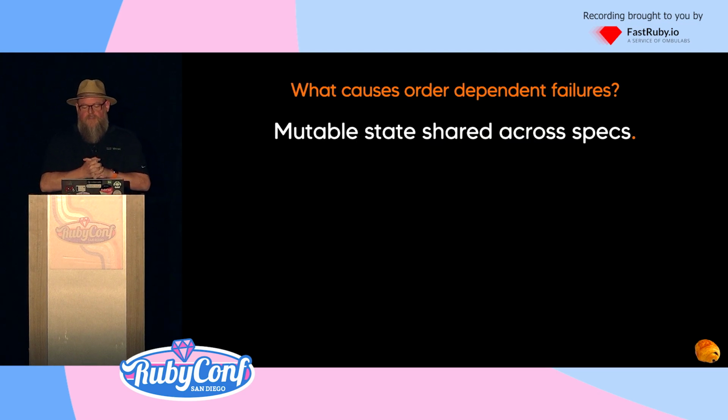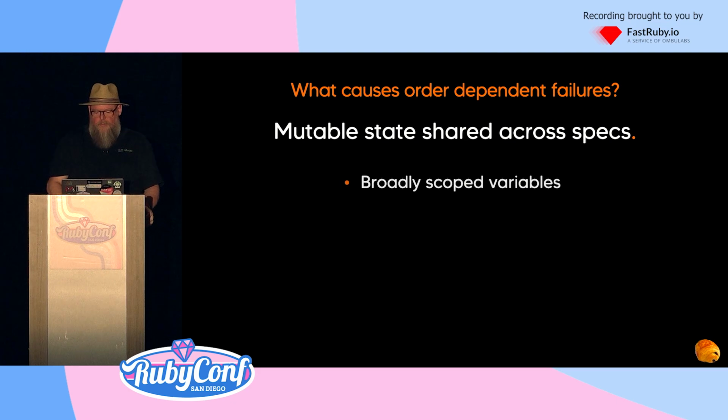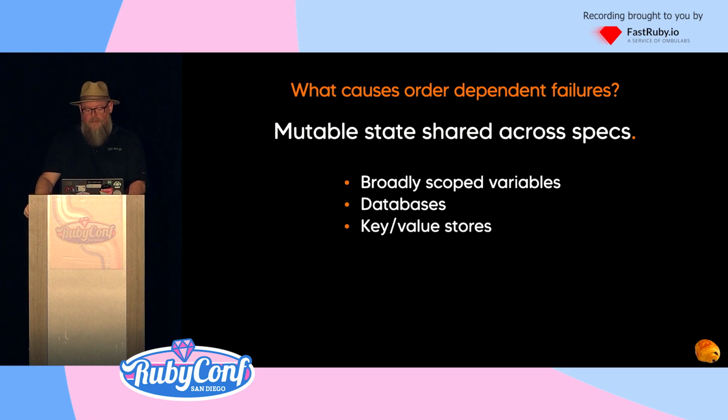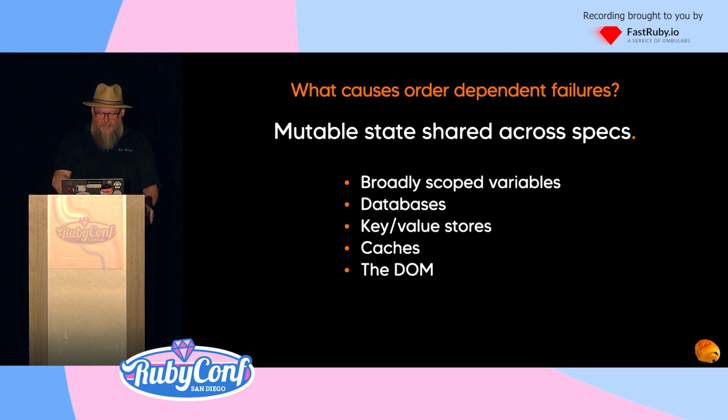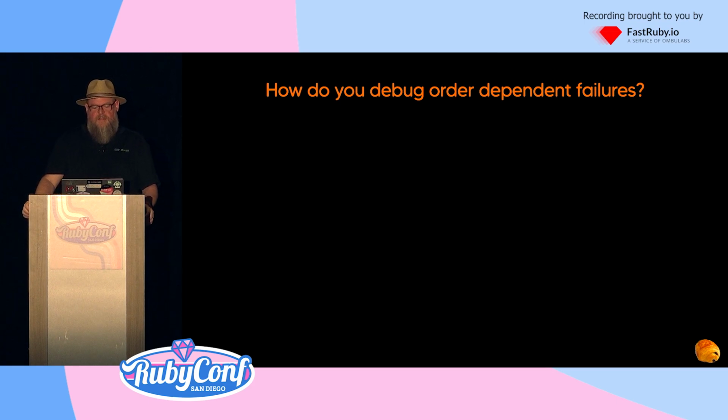Order-dependent failures are caused by mutable state that is shared across specs. This could be in the form of broadly scoped variables, like a global or a class variable. It could be a database, a key value store, a cache, or even the DOM if you're writing JavaScript specs. So that's what causes it, but how do you reproduce these things?